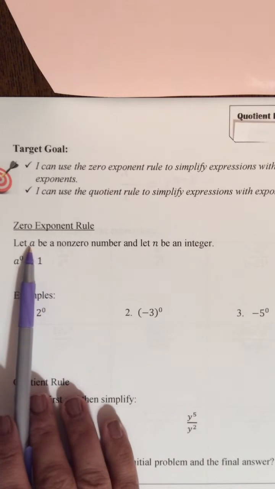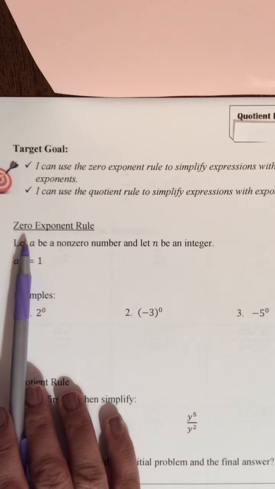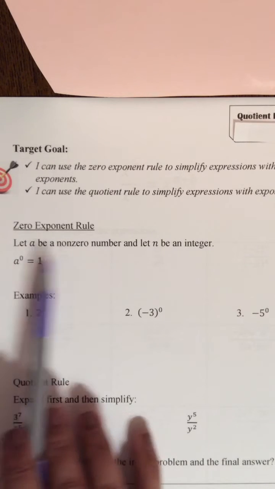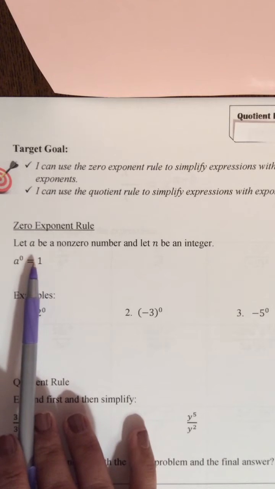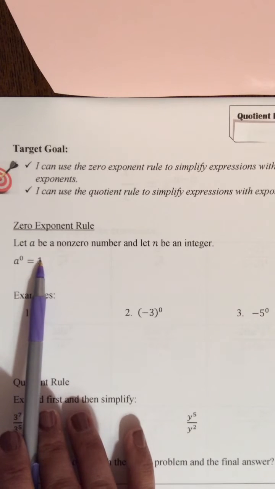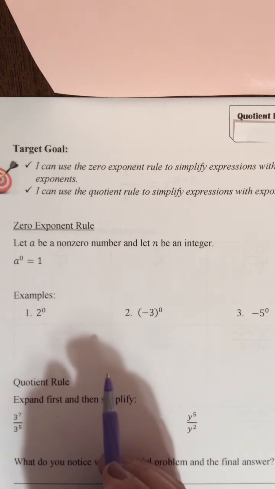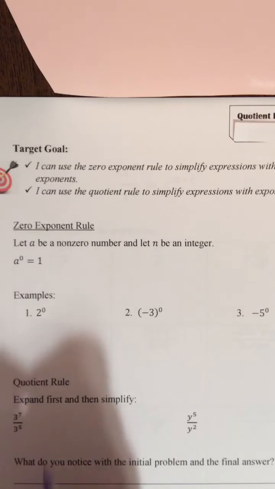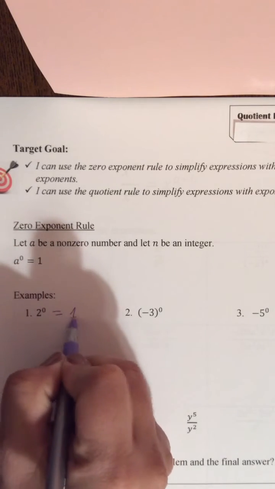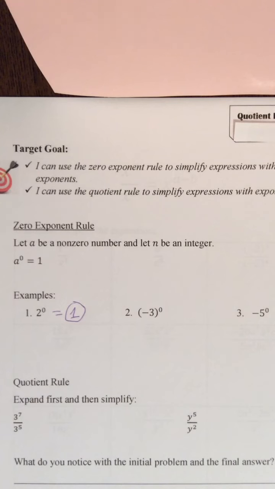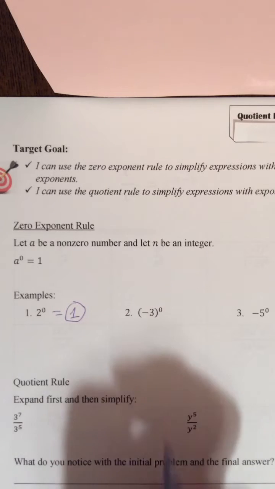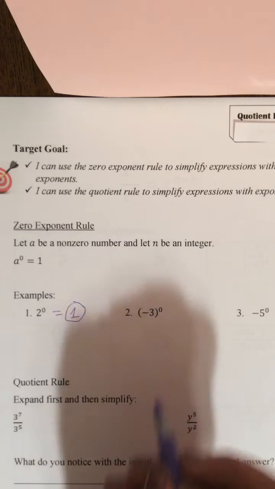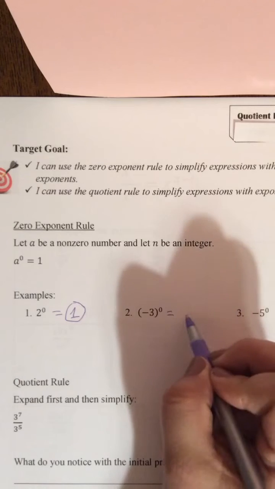So if you look at the first rule for today, it says the zero exponent rule. This is just saying that any number that is non-zero to the zero power is going to be 1. So you're going to have the following examples. Number 1, 2 to the 0 power equals 1. That's your answer. Simple as that. Number 2, you have negative 3 to the 0 power, and the answer for that one is 1.